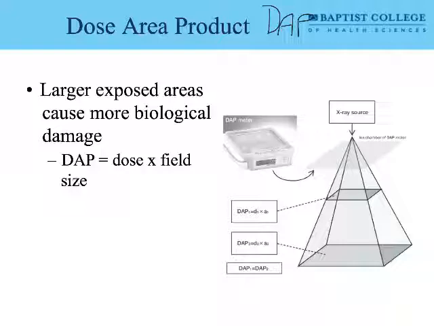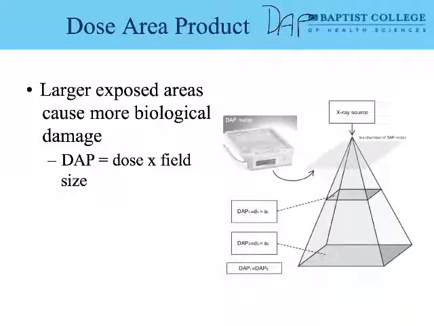So the way that we calculate a DAP is we just take the dose and we multiply it over the area that was exposed. This is talked about in our textbook on page 711 to 712.